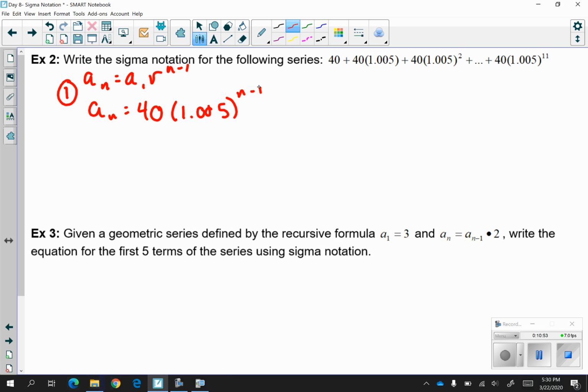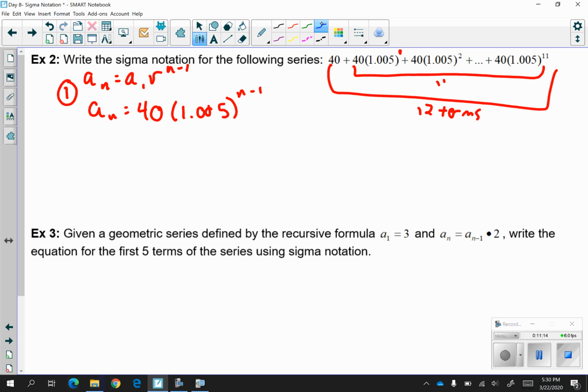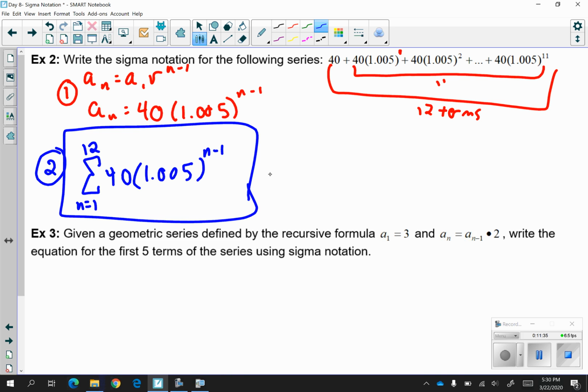So now that we have our explicit formula, you just need to know how many terms you are adding up all together. Now remember, we're going up to 11, but that's the first term, right? So if from here to here is 11 terms, then the entire thing is 12 terms. So we're going from n equals 1 up to 12, right? 12 numbers there, of 40 times 1.005 to the n minus 1, because that's the explicit formula. They only told you to write it so you don't have to put it in your calculator. And we're all good to go on to the next one.